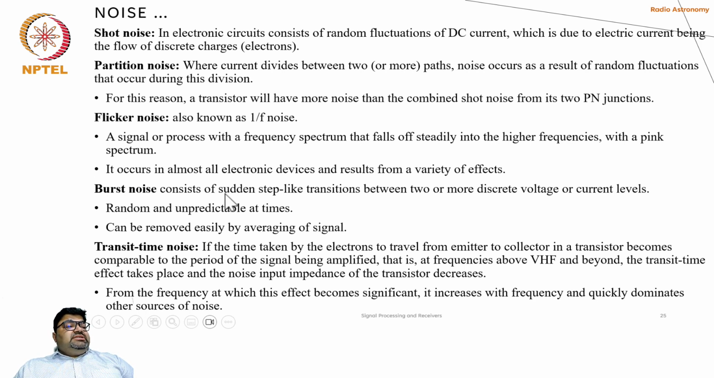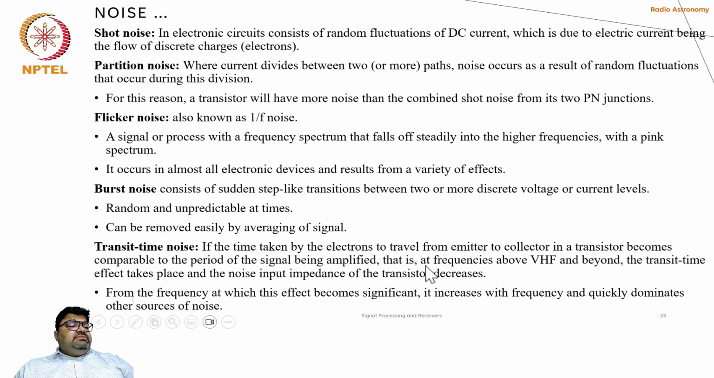Next is burst noise. It consists of sudden step-like transitions between two or more discrete voltage or current levels, random and unpredictable at times. It can be removed easily by averaging the signal. White noise also, if a noise has the characteristic of white noise, that basically means it's a fluctuation against zero mean. And if the mean is zero, or the mean is the signal itself without a positive DC bias, then averaging over multiple times reduces the noise particularly.